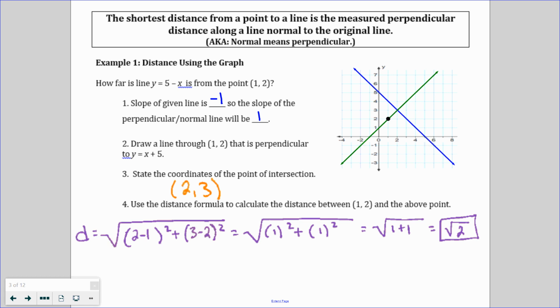Again, what I did was I plotted the given point, took the original slope, made it perpendicular, graphed a new line. Then I found the point of intersection of those two lines and used that point of intersection in the distance formula to find my answer.